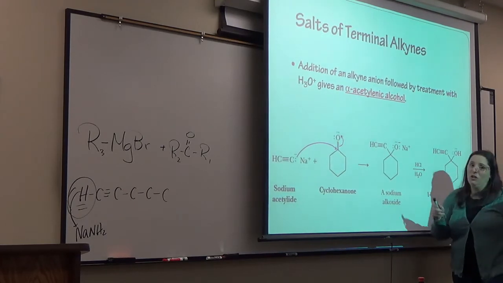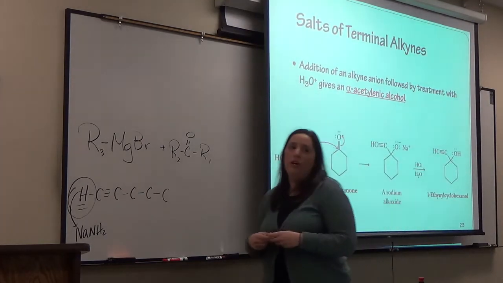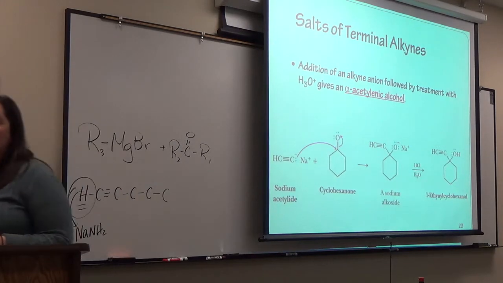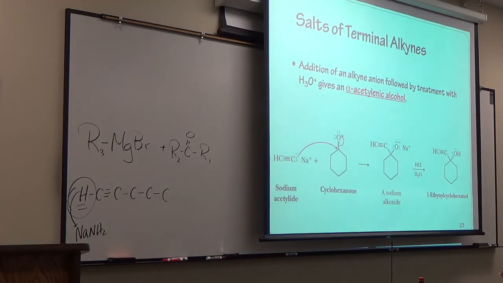Right? So you have to consider pKa as to what is going to happen. If you add it to the product, then no, you would not end up being able to make it. That H would not come off of the alkyne.